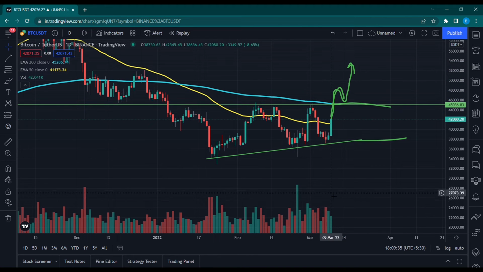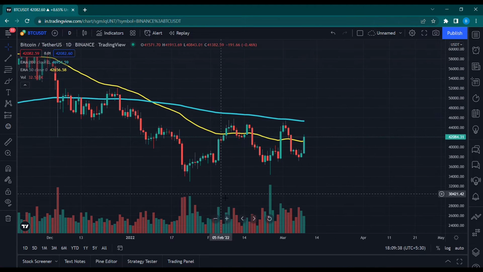Of course, right now the chart is not looking absolutely good for a short term trade, but we shall be waiting for it to make a proper direction before we go long or short, right?